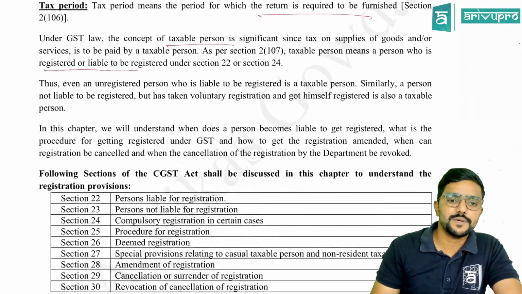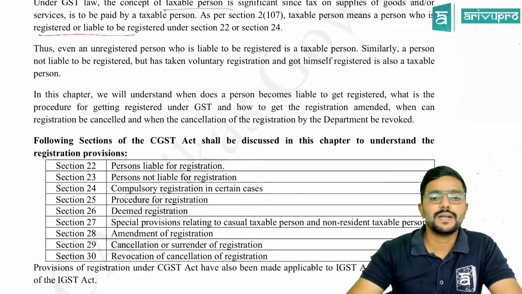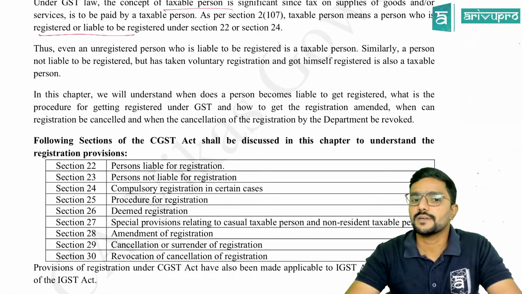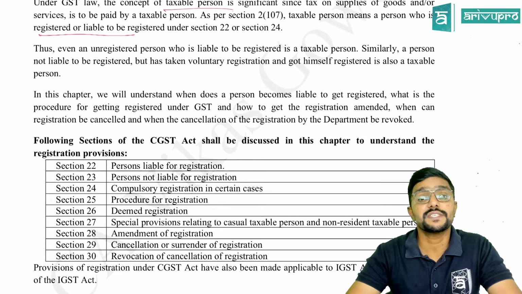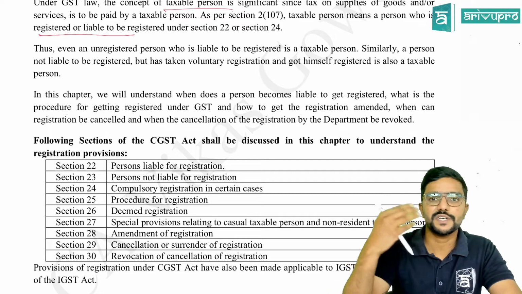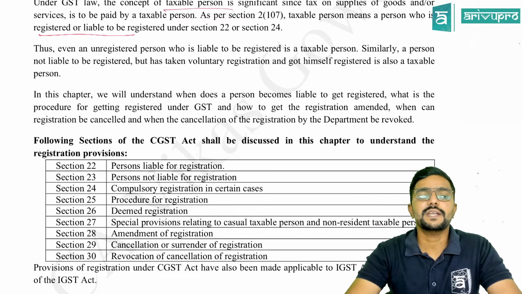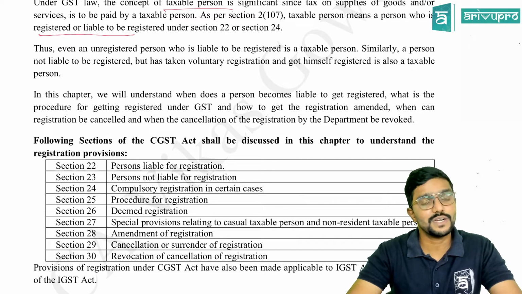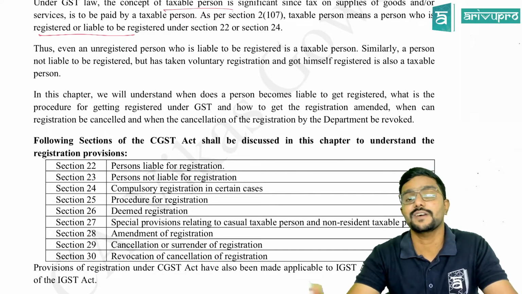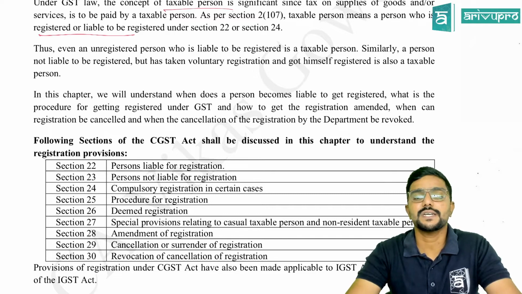So in this chapter, we will understand when a person becomes liable to get registered, what is the procedure for getting registered under GST, and how to get the registration amended. Once I get the registration done, I can also amend it or change it later. When can registration be cancelled? Whatever registration I have taken is not forever. It can also be cancelled under certain grounds. And when can the cancellation of registration by the department be revoked?